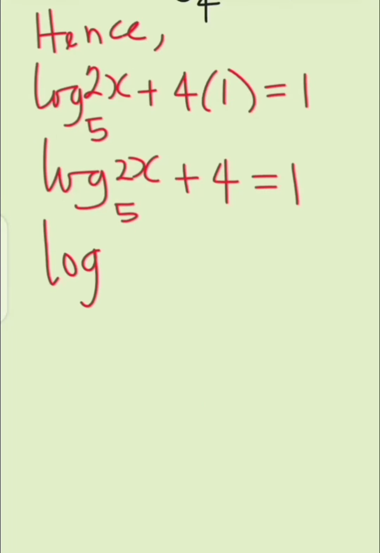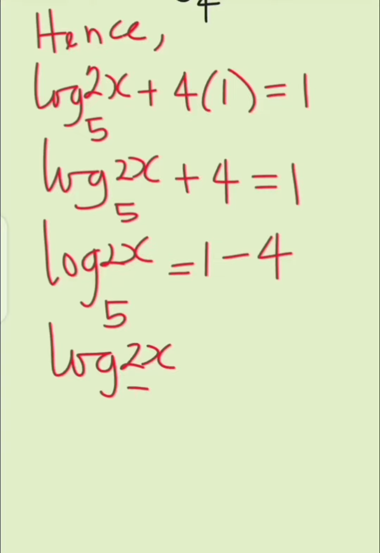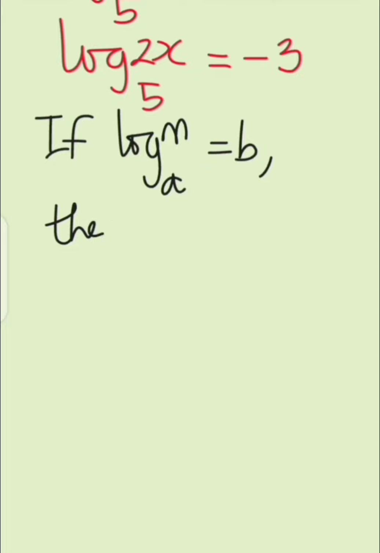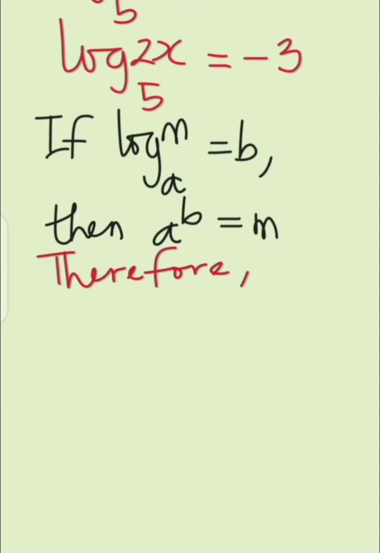When we subtract 4 from both sides, we have log 2x to base 5 equals 1 minus 4. And that's log 2x to base 5 equals negative 3. From the definition of logarithm, if we have the logarithm of m to base a equals b, it simply means that a raised to the power of b equals m. So applying that to the equation, our equation becomes 5 raised to power negative 3 equals 2x.